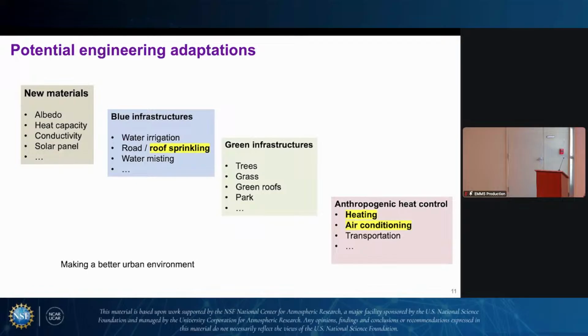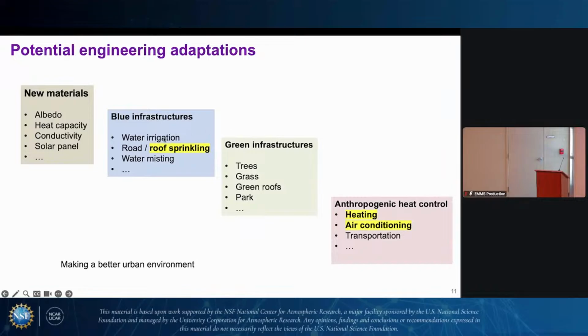So here are some potential engineering adaptations. For example, we can use new materials, blue infrastructure, green infrastructure, and we can also do anthropogenic heat control using such applications of the CLMU app. And here, I want to share something I'm doing. For example, I'm working on heating, air conditioning and ventilation heat control using reinforcement learning with the PyCLMU app, to see how such strategies will affect the local urban climate and the energy systems.